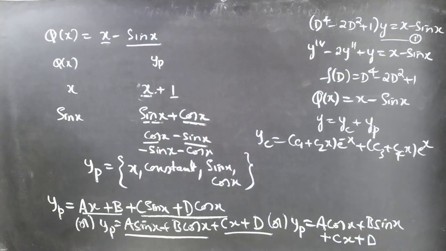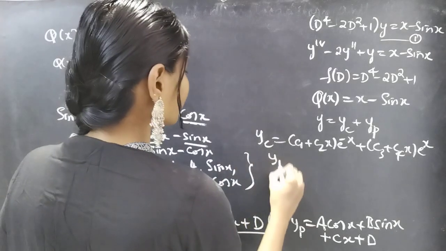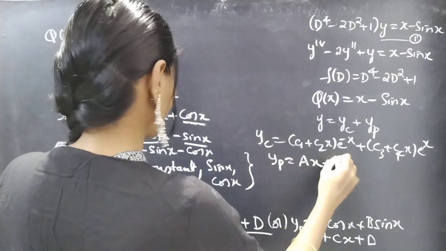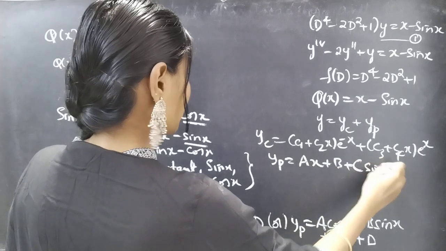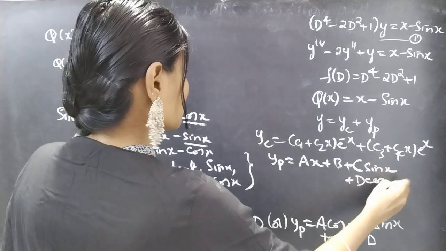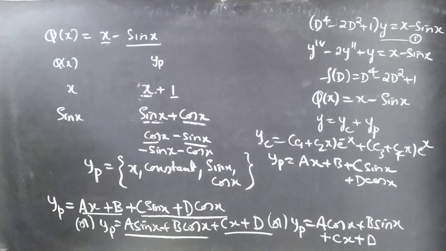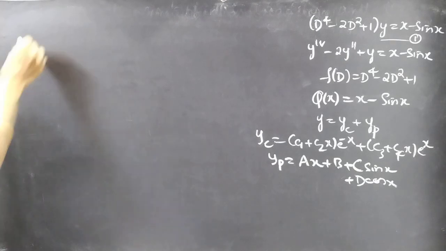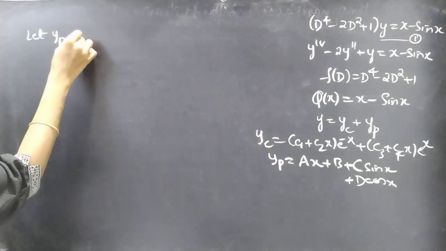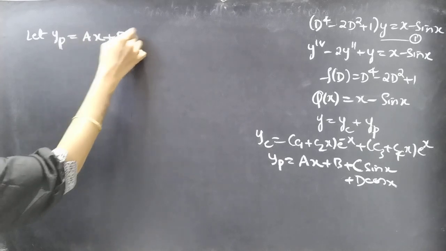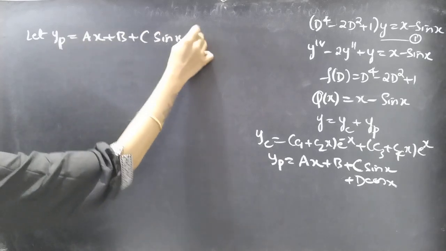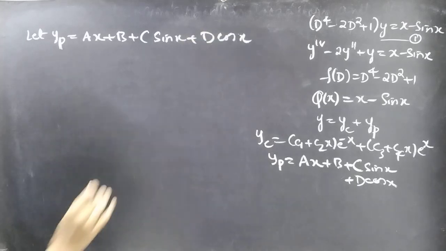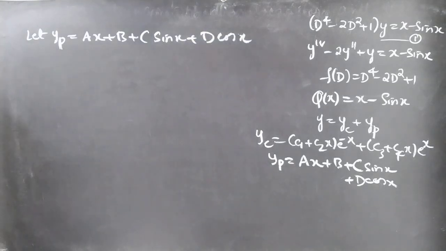Fine. Now we got yp, the formula for yp you can say. Here a, b, c, d are undetermined coefficients. Now we need to find them, right? Let yp equal to ax plus b plus c sin x plus d cos x. At the beginning it seems hard to find yp, and with practice you'll write yp easily by looking at q of x. So this is our yp.